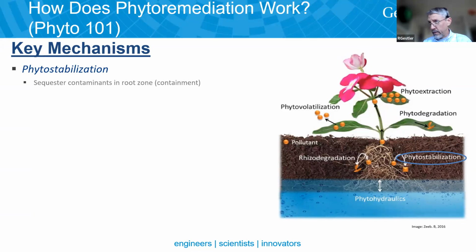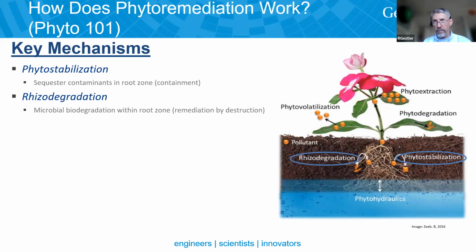This is particularly true for things like metals, where they may be very mobile in a reduced form, but once they migrate to the root zone of a plant, which is very oxidizing, because where roots go, oxygen follows, you may find that you have immobilized it by transforming that contaminant into an oxidized form that is stable and won't migrate.